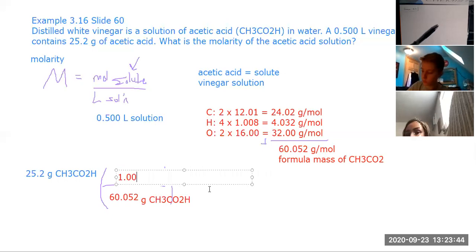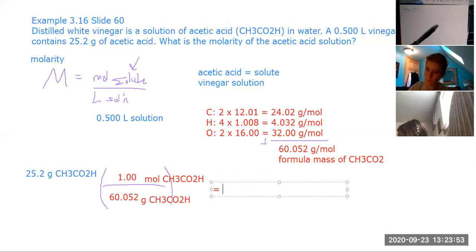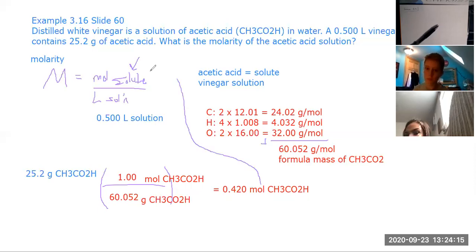So I do that problem: 25.2 divided by 60.052. With 3 significant figures, 25.2 is what's limiting me. So with 3 sig figs, I should have 0.420, the number's going to round up just a bit, moles of acetic acid. And that is now what is going in that part of the problem right there.